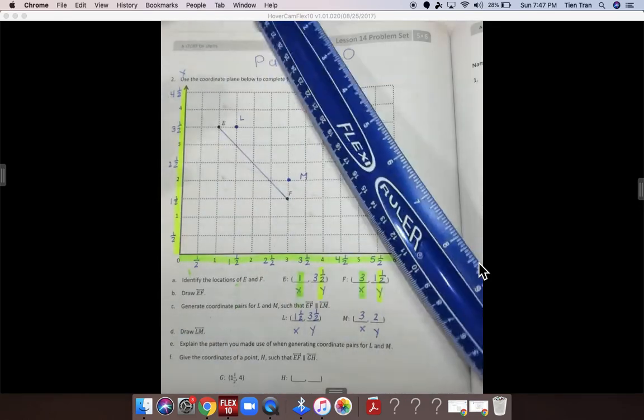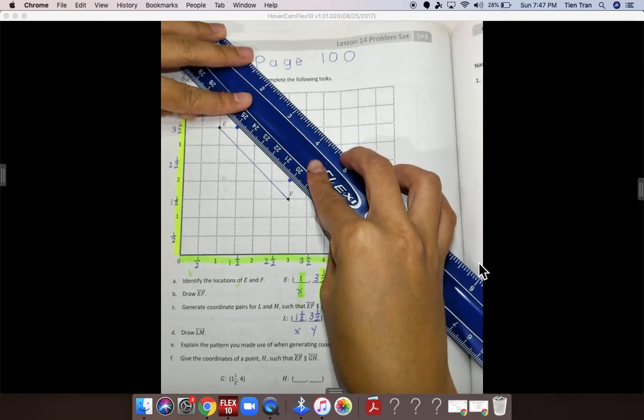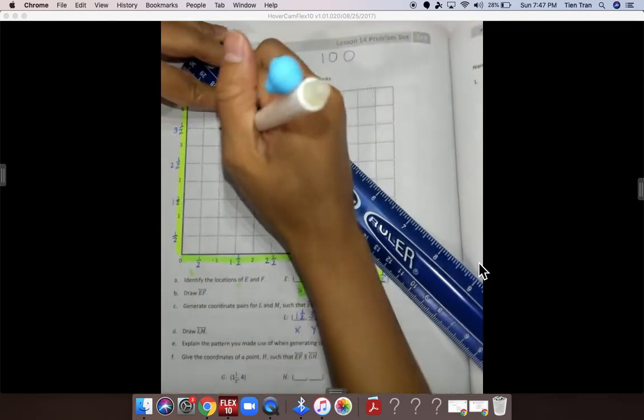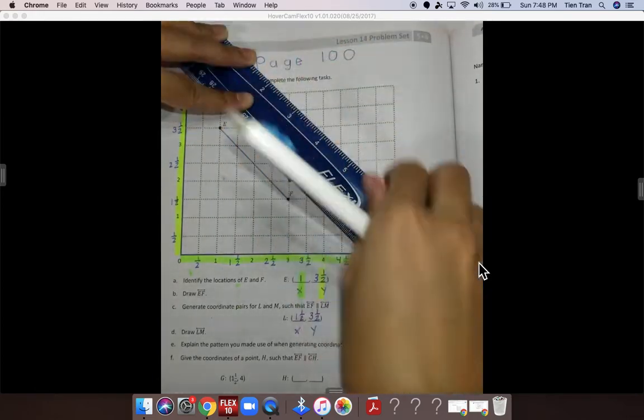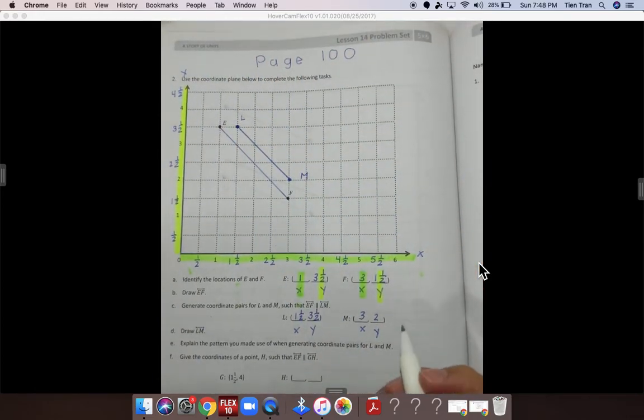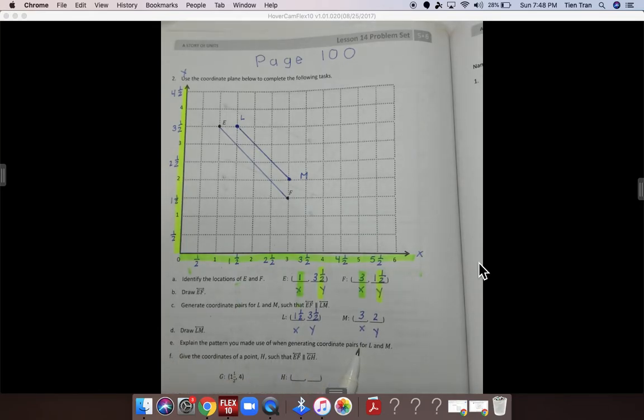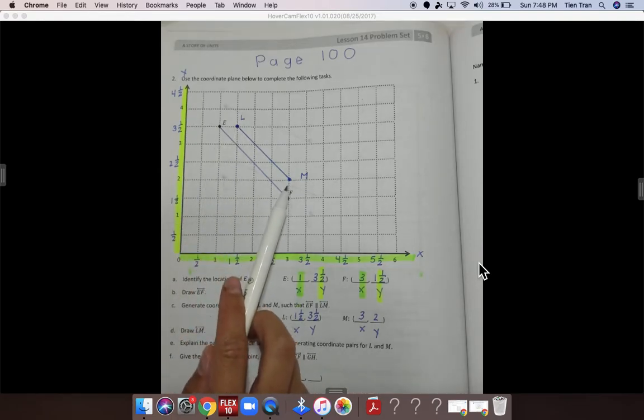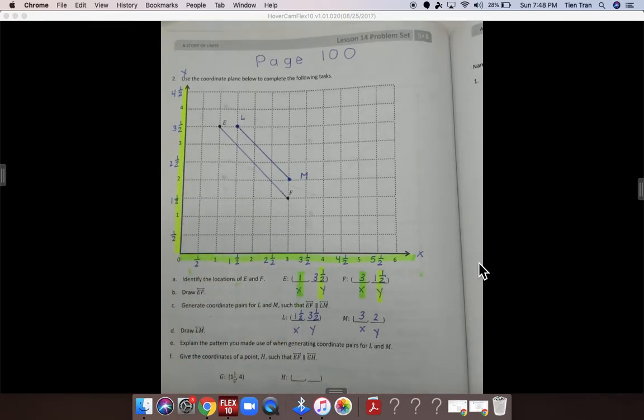Okay, so I'm going to make sure I draw my line and connect them. And then it says, explain the pattern you made use of when generating coordinate pairs for L and M. So the pattern we used here when we were generating coordinates for L and M is that we made sure that the lines were parallel to each other, okay?